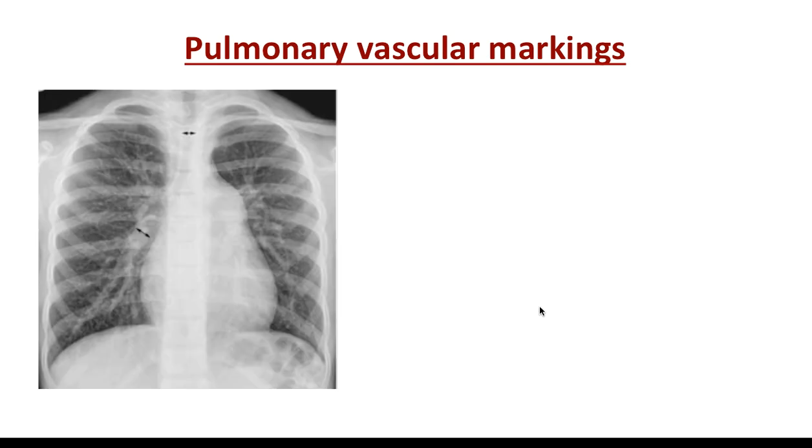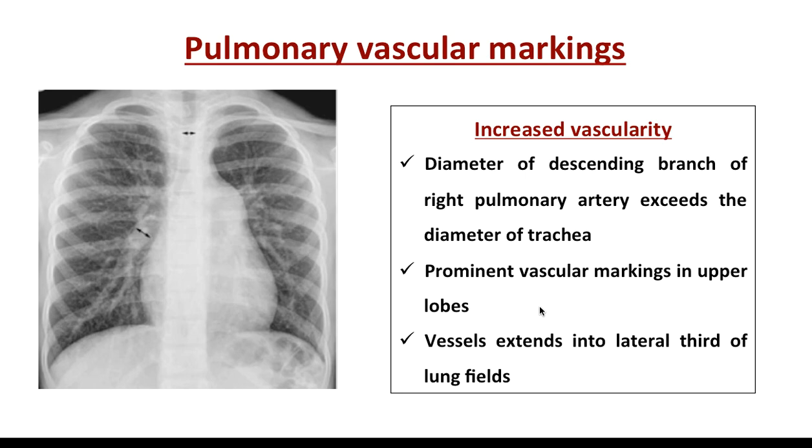What happens when these pulmonary vascular markings become increased, right? So the diameter of the descending branch of the right pulmonary artery will exceed the diameter of the trachea, as can be seen in this x-ray. Then there will be prominent vascular markings in the upper lobes, which were not there in normal pulmonary vascular markings. Then they will extend to the lateral third. Usually they do not extend into the lateral third of the lung field. So these are all signs of increased pulmonary vascular markings.